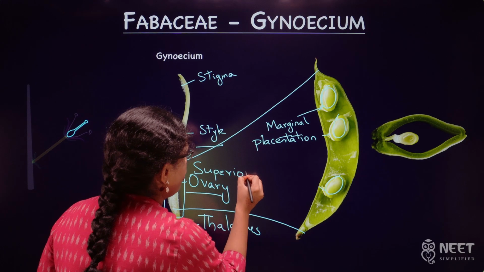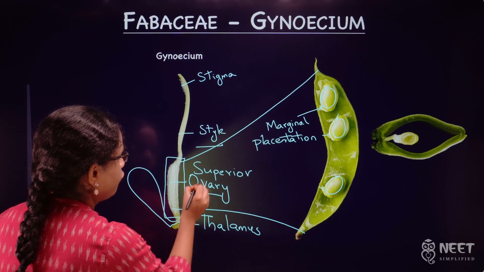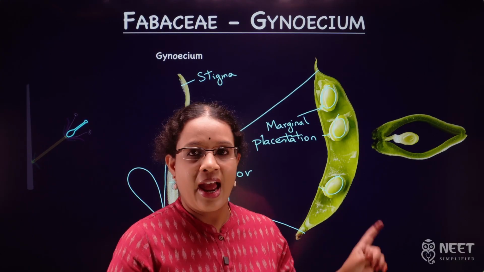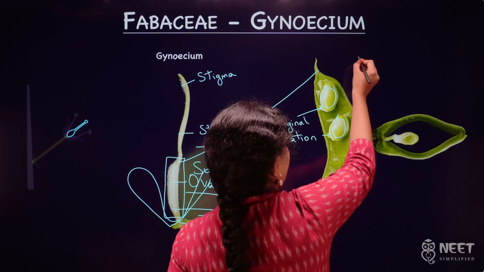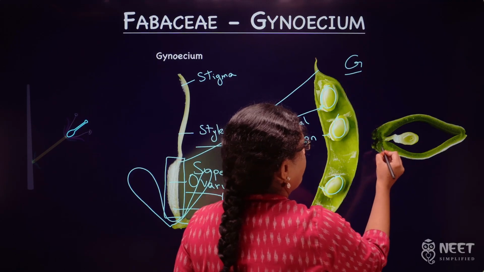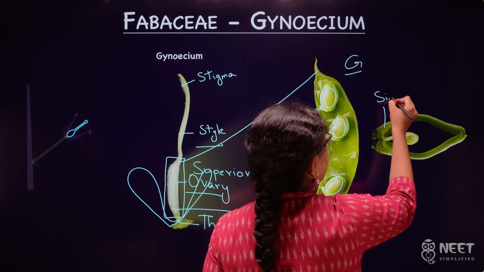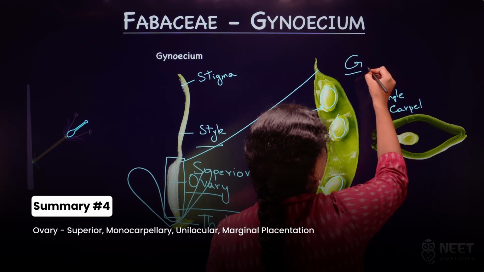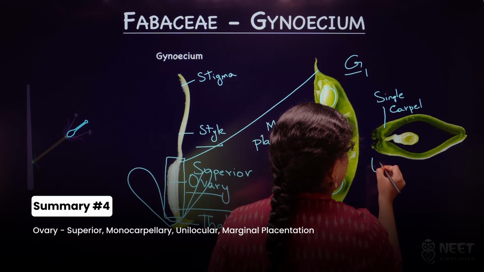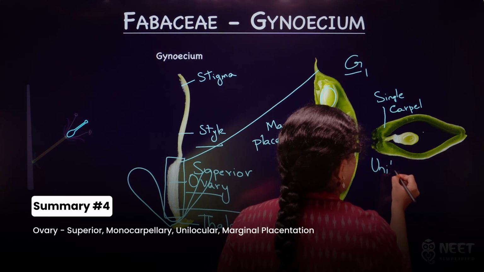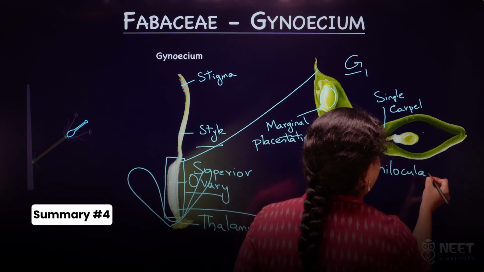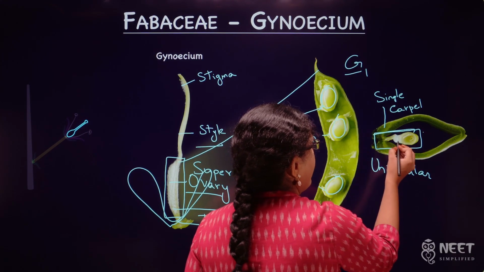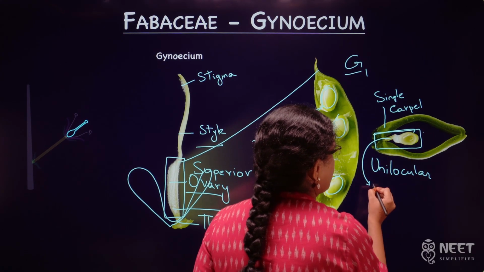Why is that so? You will see the rest of the floral organs are all arising from beneath the ovary, right? And how is the ovary like? We have a superior ovary with a single carpel. You are seeing a single carpel, hence it is monocarpellary, and also there is only one chamber as you can see here. It is unilocular, and clearly under the microscope we have this image where you can see the attachment of the seeds.